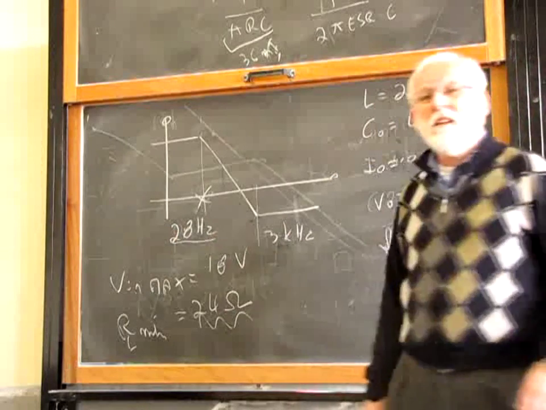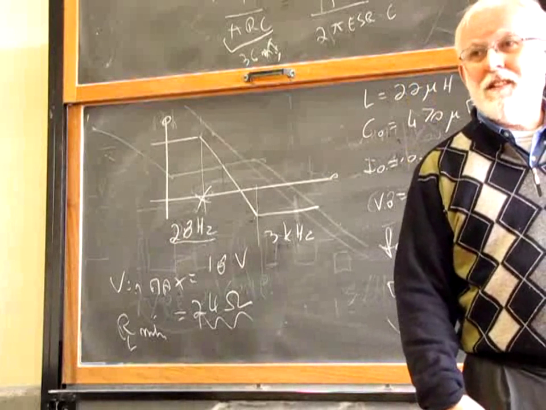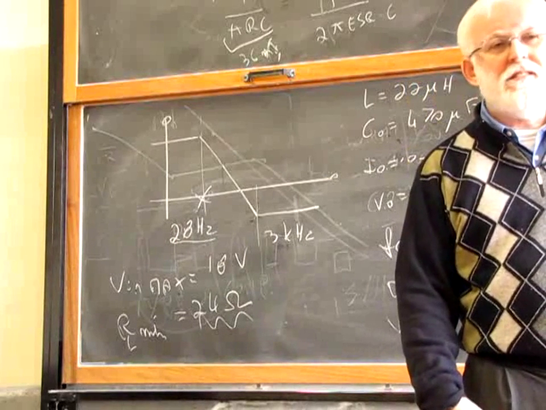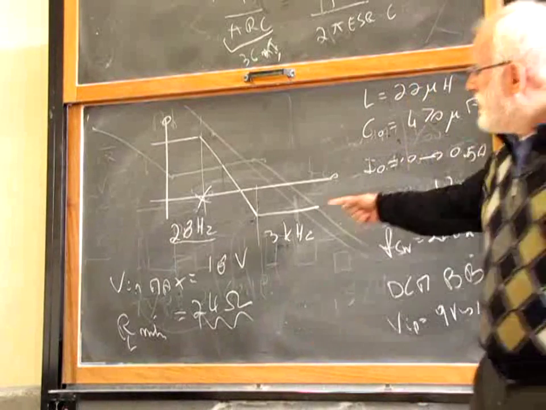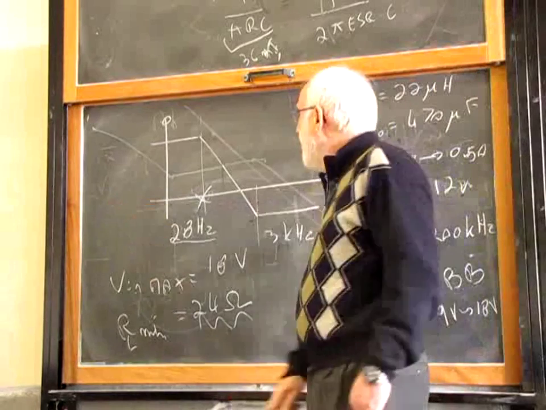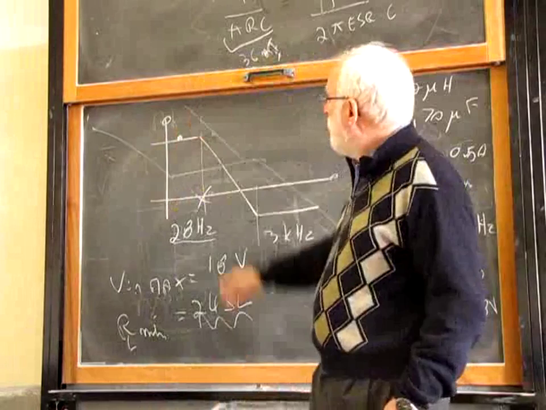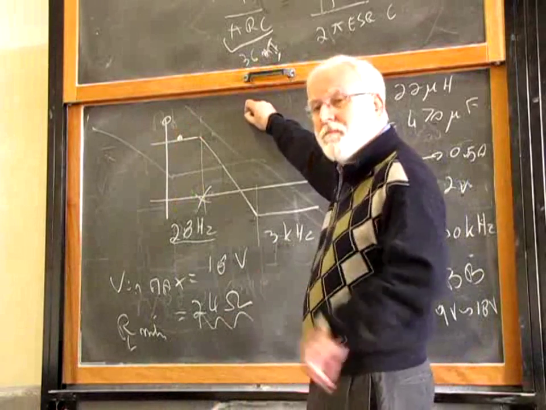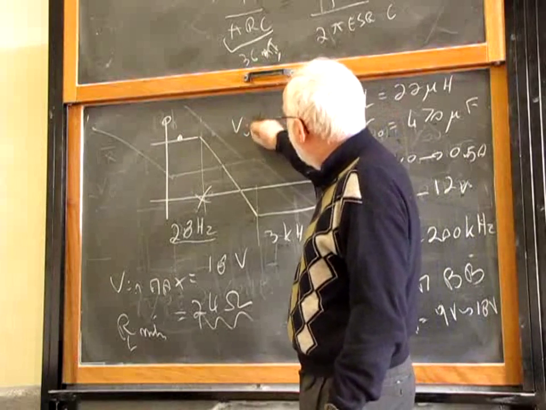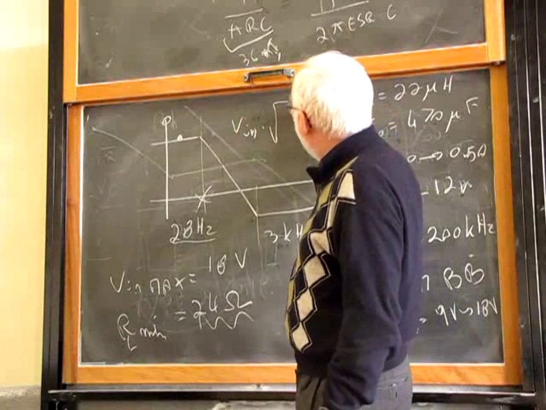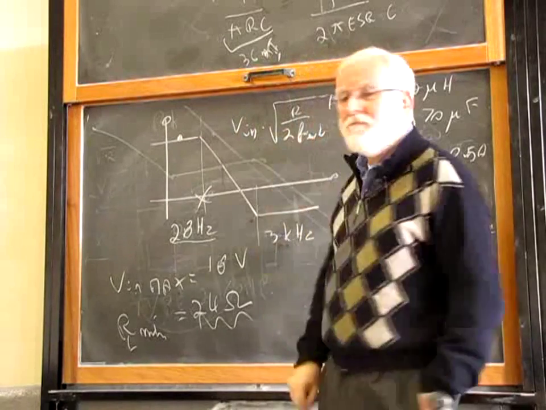Is this frequency precise over there, exactly there, 28 Hz? No, it depends on load. If the load decreases, this goes to the left. Gain, how much is the gain? Low frequency gain: V_in, times the square root of R over 2 times the switching frequency F.